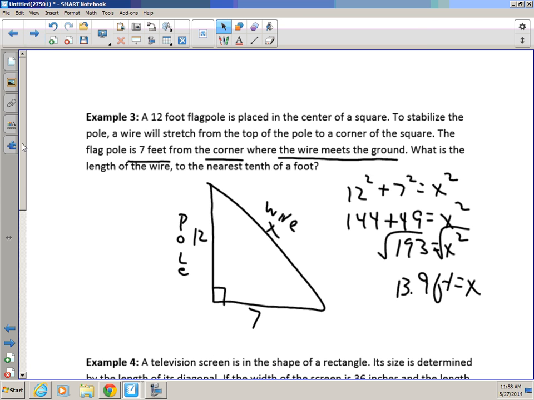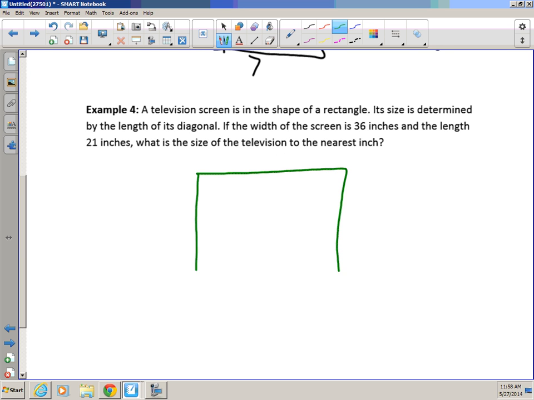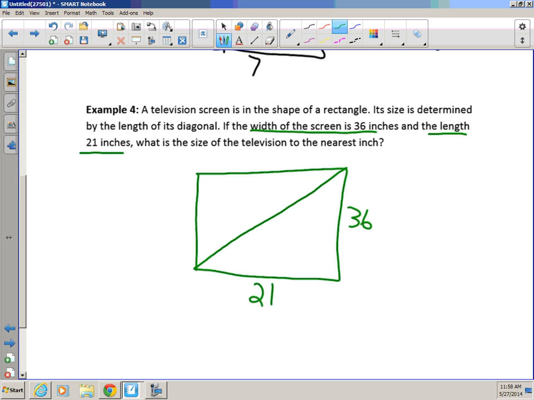Then lastly, a television screen is in the shape of a rectangle. So we have a rectangle, right? Its size is determined by the length of the diagonal. Here's my diagonal. The width of the screen is 36. The length of it is 21. What is the size of the TV, or what's the size of the diagonal?